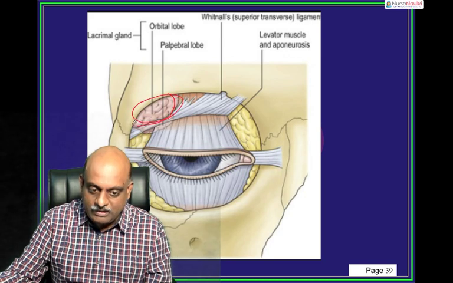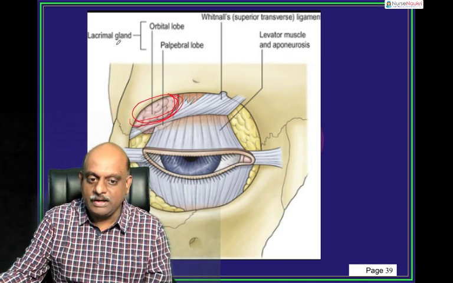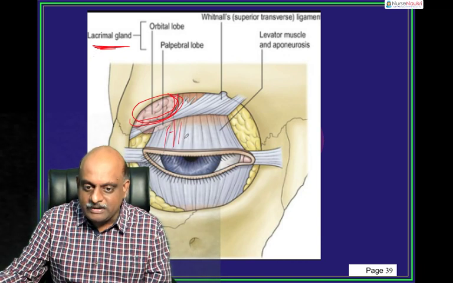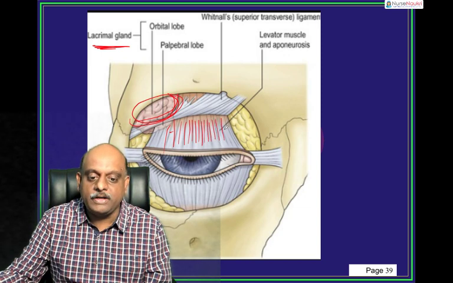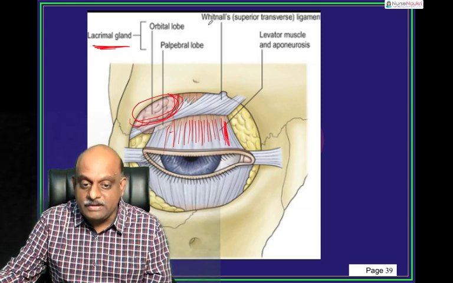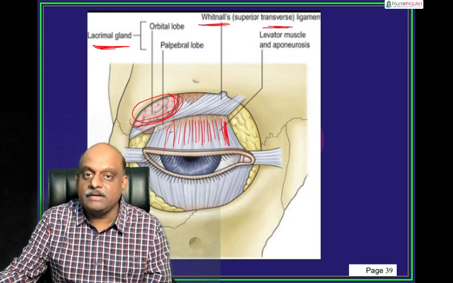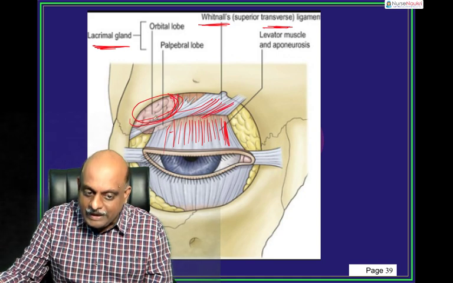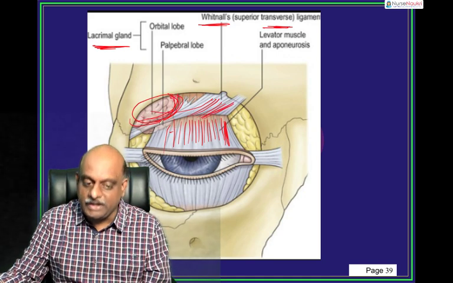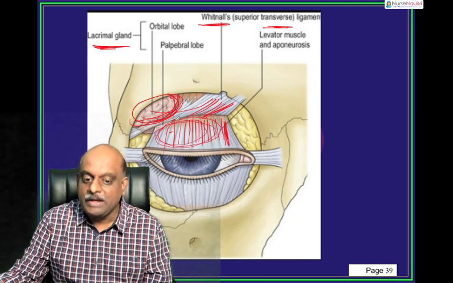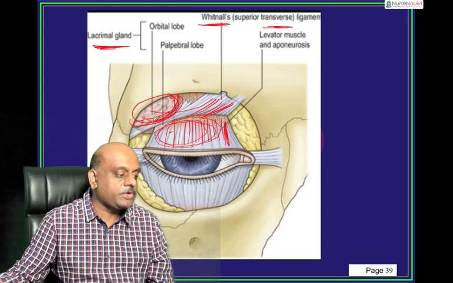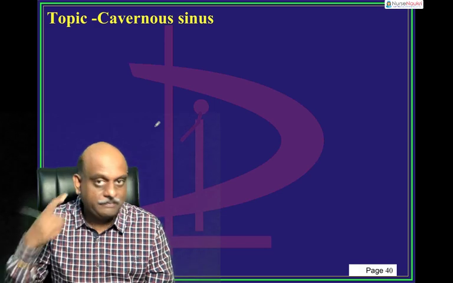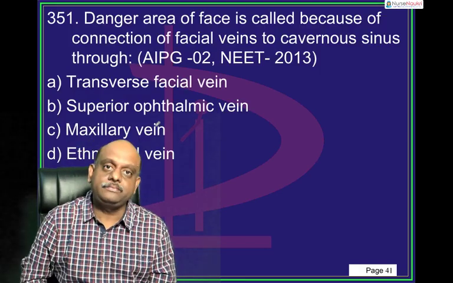What you have here, this one is the lacrimal gland. So this is the levator palpebrae superioris and its aponeurosis. And this is called Whitnall's ligament, otherwise called the superior transverse ligament. So typically the lacrimal gland sits in the groove formed by the levator palpebrae superioris, is what you have to ultimately remember. So that is the story of the oculomotor nerve.